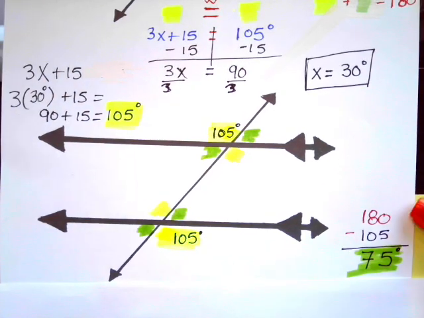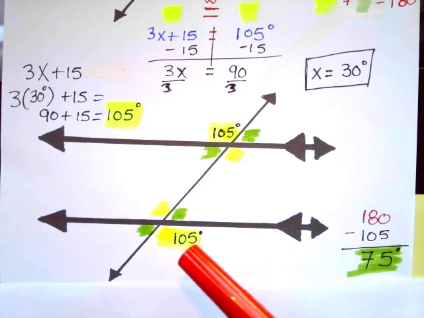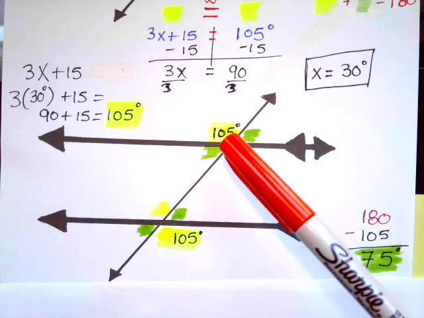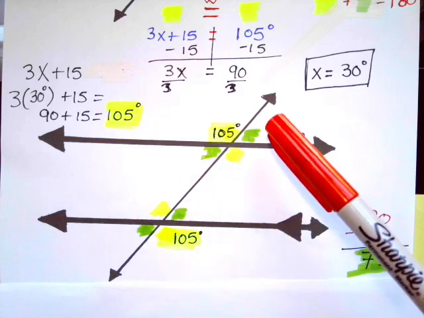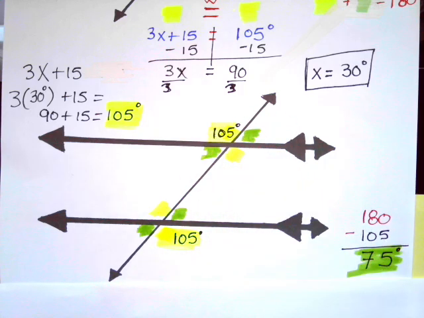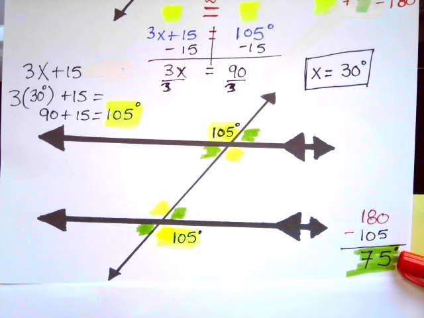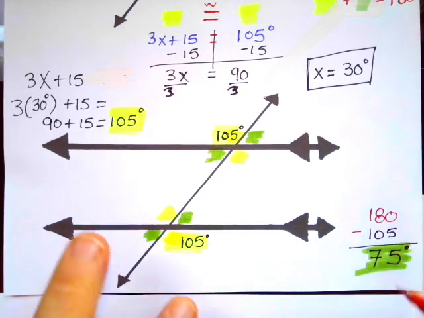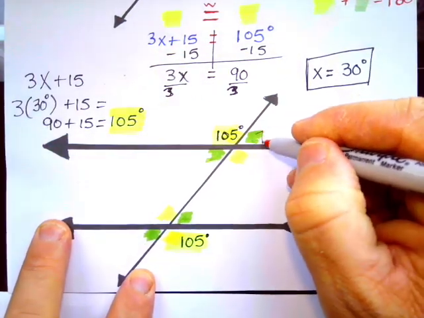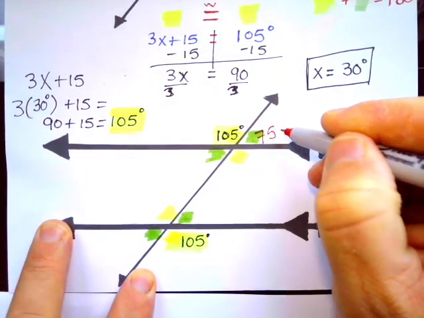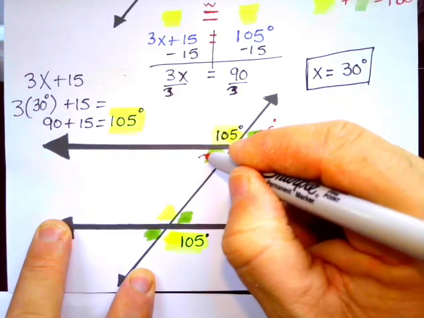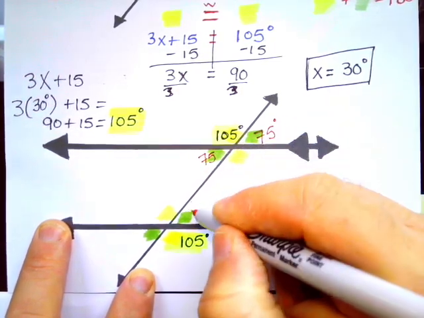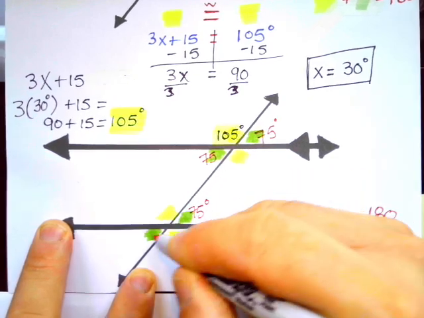So 180 minus 105, right? We know that 105, 105. We subtract 105 from 180. That's going to give me the value of the little green angle, number 1, and that's going to be 75 degrees. So now I can start filling all of these in. That's part of the question, was to fill in the values. And every angle highlighted in green is 75 degrees.